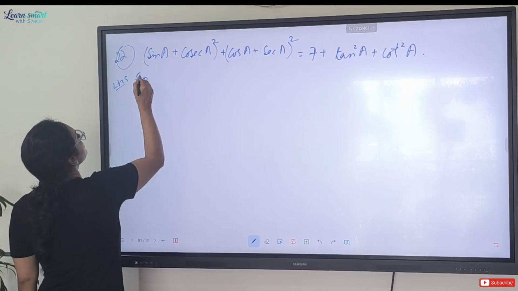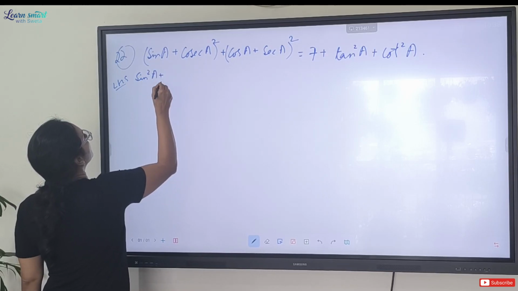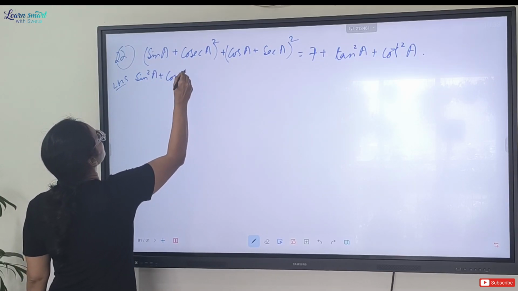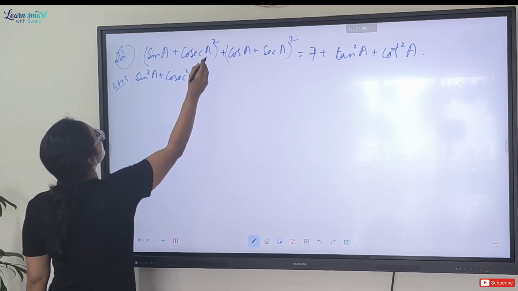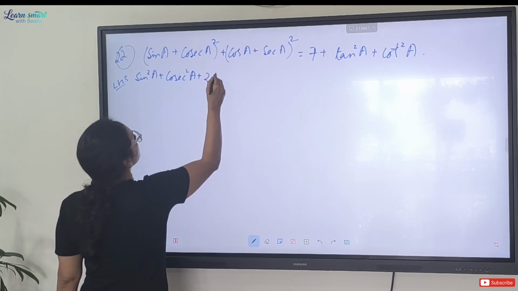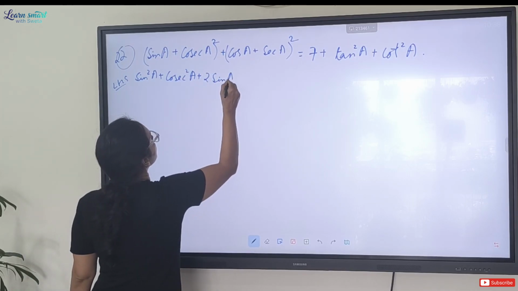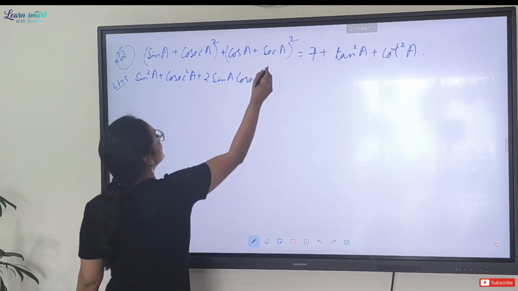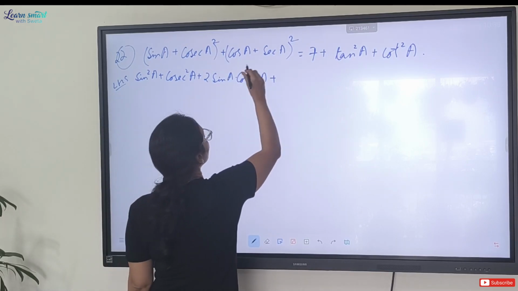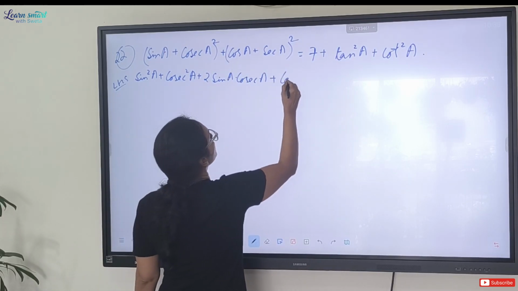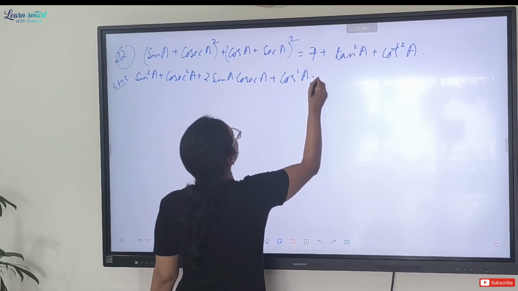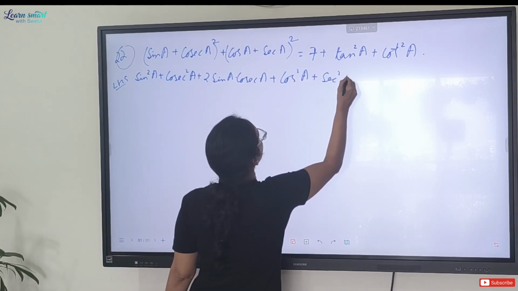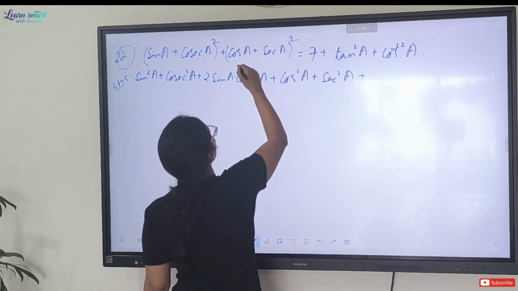So we will get sin square A plus cosec square A plus 2 sin A cosec A. And same thing let's do over here. Cos square A, we are doing A plus B the whole square. So cos square A plus sec square A plus 2 cos A sec A.